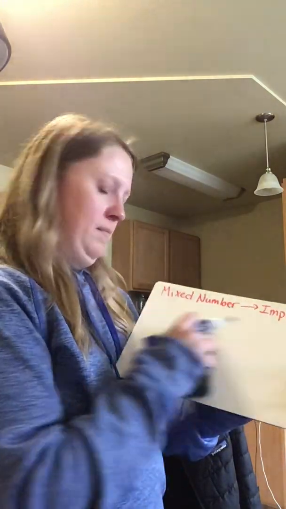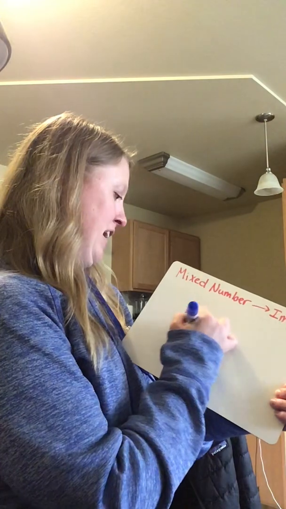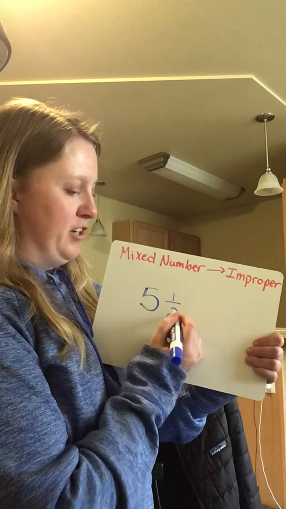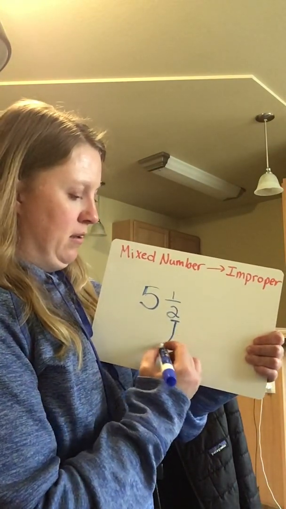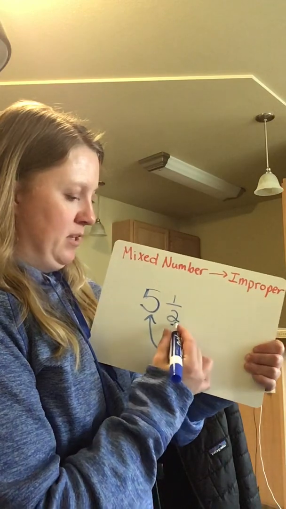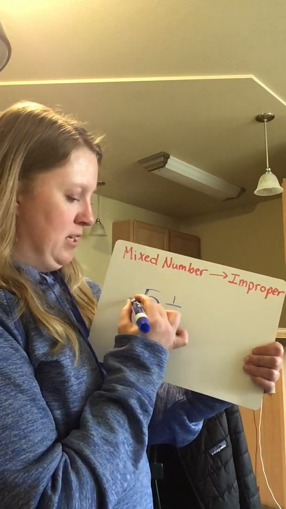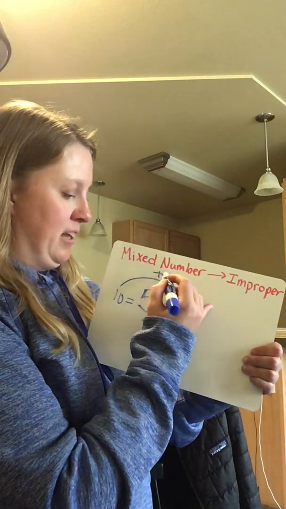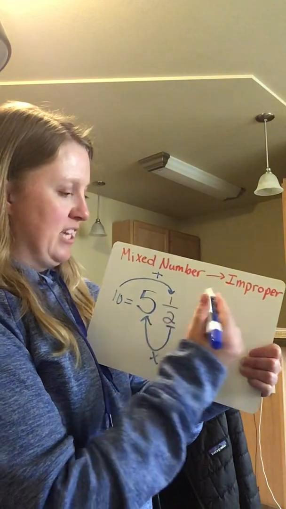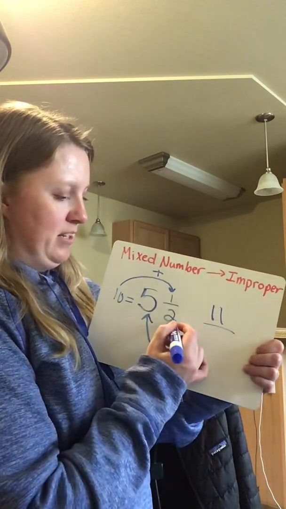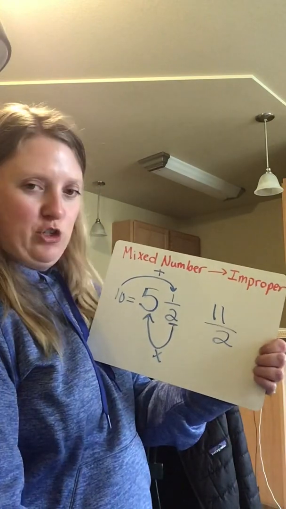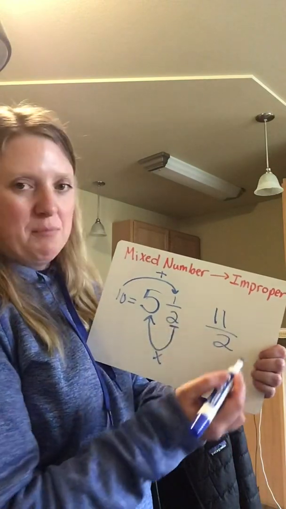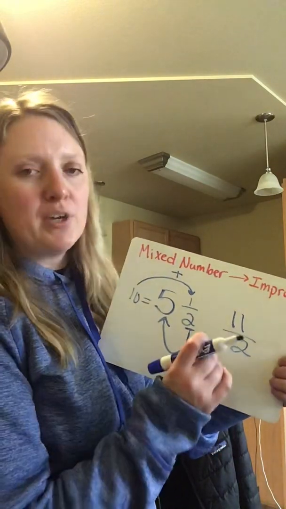Let's do another one. Let's do 5 1/2. Okay, so start at your denominator, arrow to that, multiply. 2 times 5 equals 10. Arrow to this, we're going to add this time. 10 plus 1 equals 11. Keep the same denominator, 2. So the cycle that we're doing is always giving us our new numerator, and we just keep the same denominator, just like before. Whatever you had originally, you keep that.